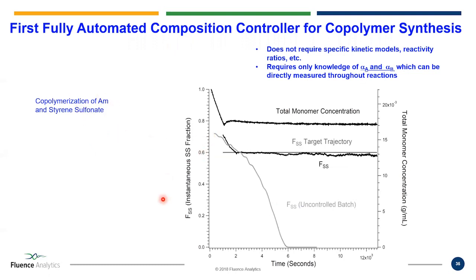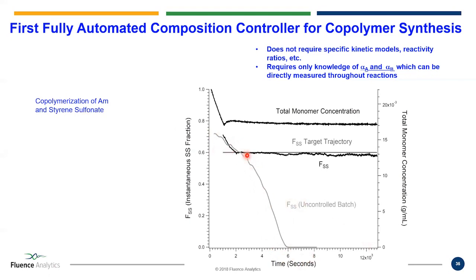This is the instantaneous fraction of styrene sulfonate. If you just let it go uncontrolled in a batch, styrene sulfonate has a much smaller reactivity ratio than acrylamide. So acrylamide eats itself up, leaving the styrene. Sorry, no, styrene sulfonate goes quickly, so its fraction goes down, and you would then end up actually making homopolymer at the end.